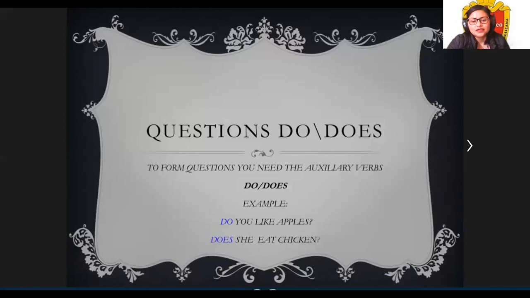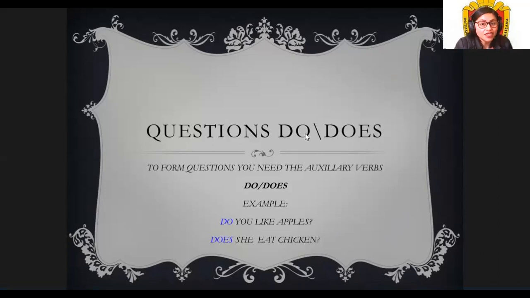Let's continue with the topic, questions with do and does. First of all, let's remember that to form questions, you need the auxiliary verb do or does. Example, do you like apples? Does she eat chicken, sorry. So, cuando tú deseas crear una pregunta con el auxiliar do y does, es porque estás creando preguntas en tiempo presente simple. ¿Eso qué significa? Que estás creando preguntas de afirmación o negación, más conocidas como yes, no questions.